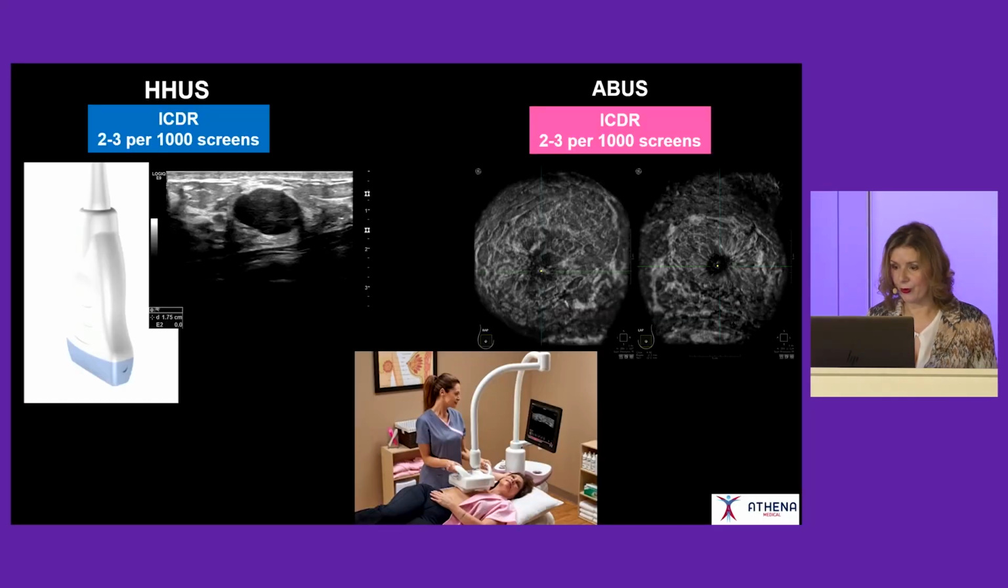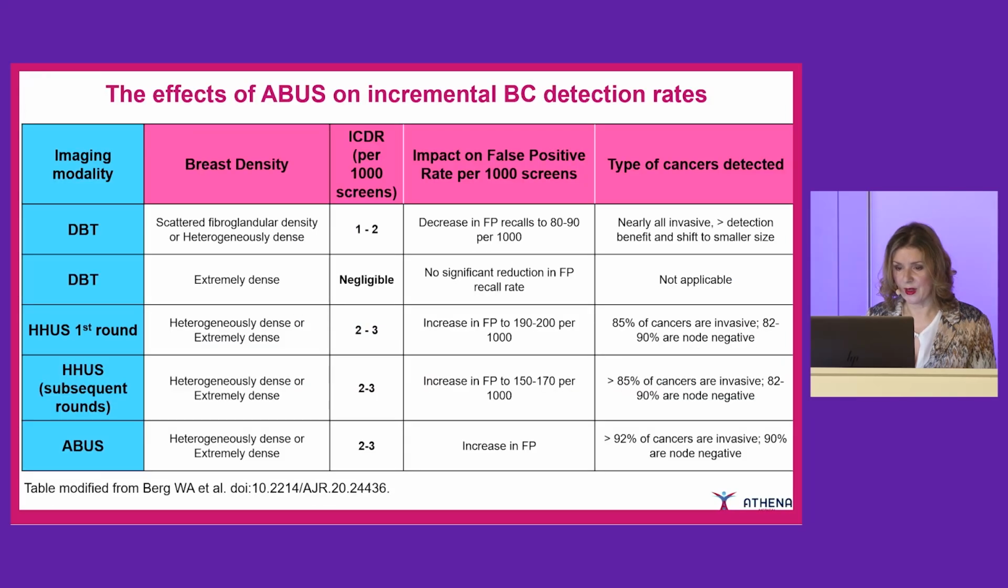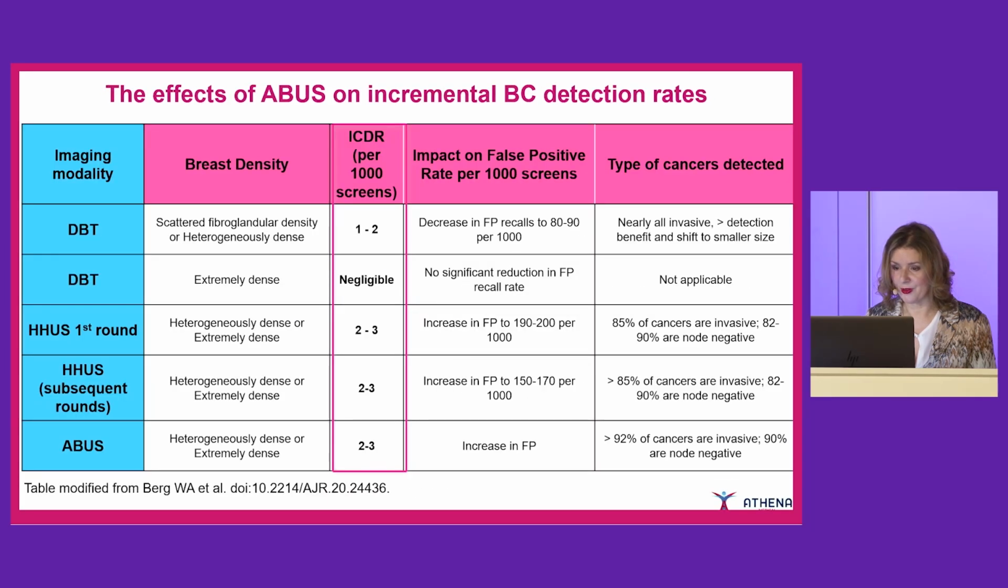Now, what about the performance between handheld and ABUS? The two examinations are comparable to each other. And you can see here in various studies that ABUS detects the same number of cancers per 1,000 women screened as handheld does. More importantly, the cancers that are detected in all of the studies are invasive carcinomas, node negative. I'm sorry, you need the picture, I'll go back.